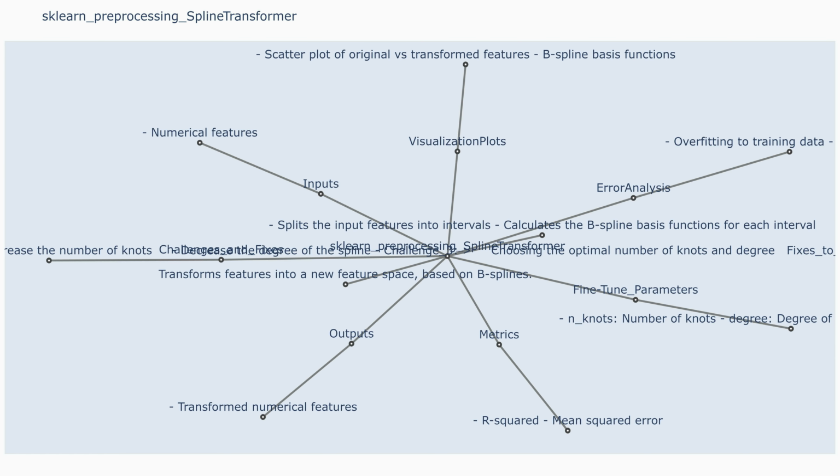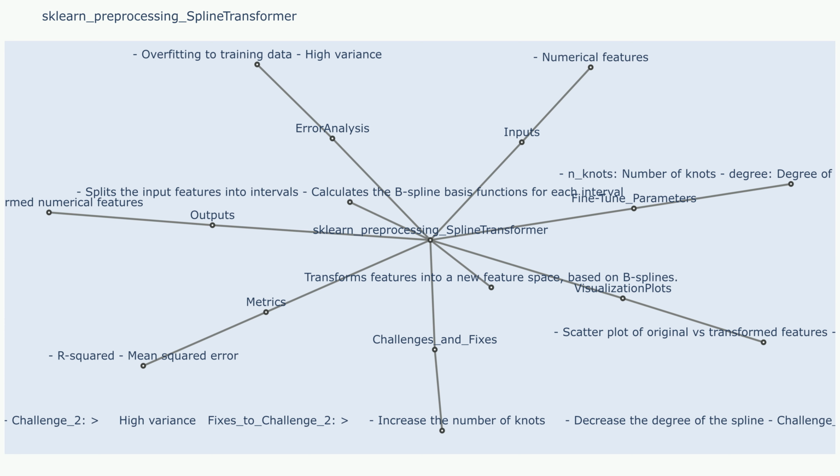Sklearn preprocessing SplineTransformer. Description: the SplineTransformer from scikit-learn is a preprocessing technique that allows you to transform numerical features in your dataset using spline functions. Splines are piecewise polynomial functions that can approximate complex relationships between input features and the target variable. This transformation can be particularly beneficial when your data exhibits nonlinear patterns that linear models might struggle to capture.